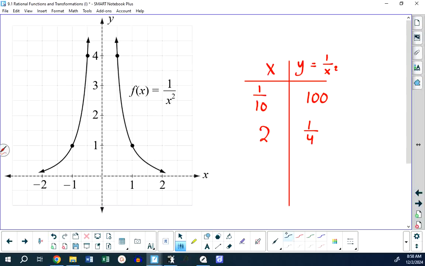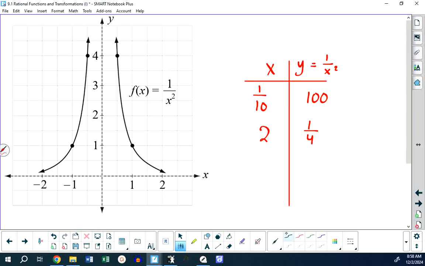The other important thing to recognize here is that everything is positive. This graph lies entirely above the x-axis because of the squared nature of the function. It's going to take any negative x and it's going to make it positive before you reciprocate it.